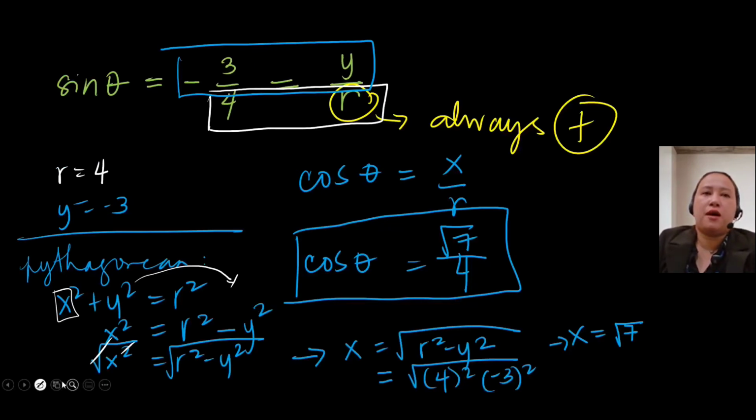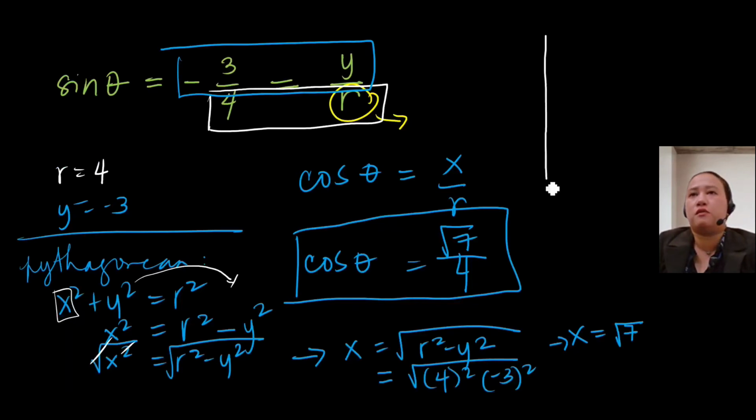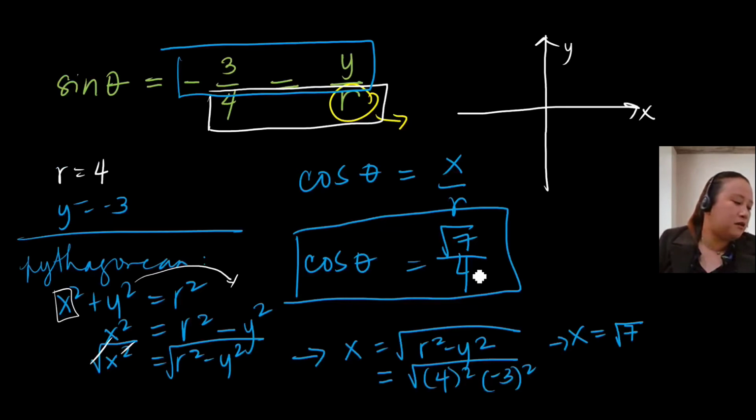So if we are going to graph this, I'll just erase this portion. If we are going to graph it, this is the Cartesian plane, so x and y. Remember that the point is located in the fourth quadrant. So we have x, square root of 7. The square root of 7 in the calculator is 2.65. Okay, so that is 2.65.